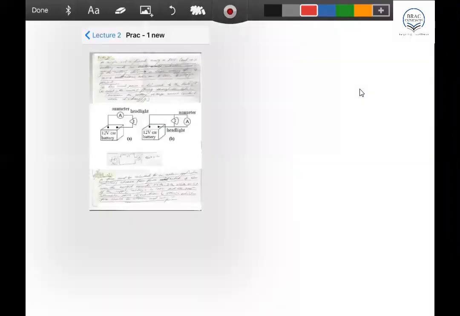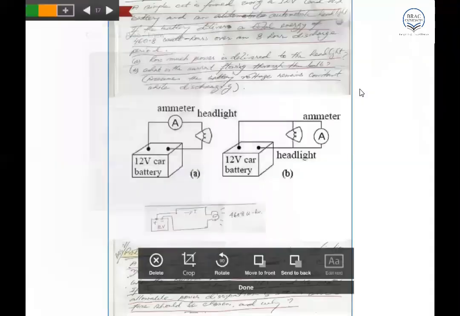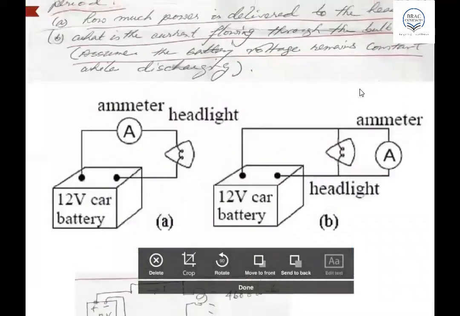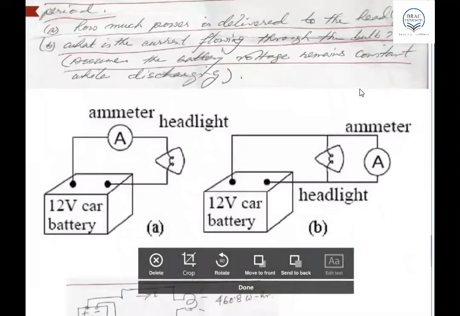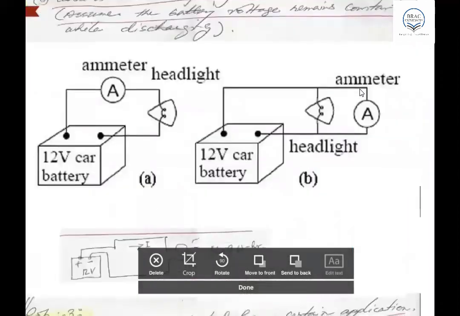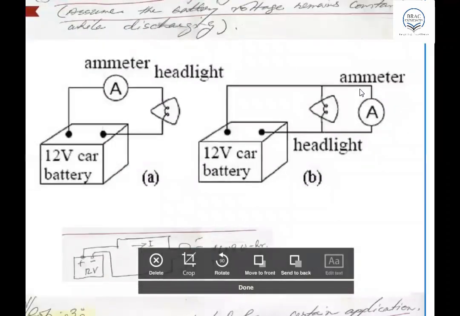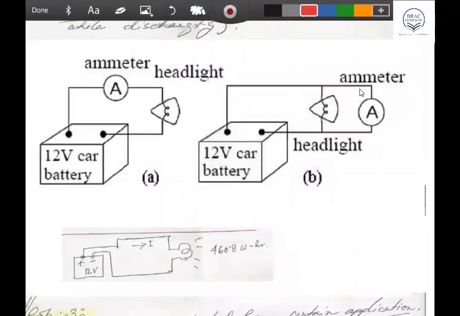Now I'm asking a very simple question. All of you look at this diagram. I think you have seen this diagram already. In this diagram there are two pictures. One is connected to headlight A, and another one is connected to headlight B.